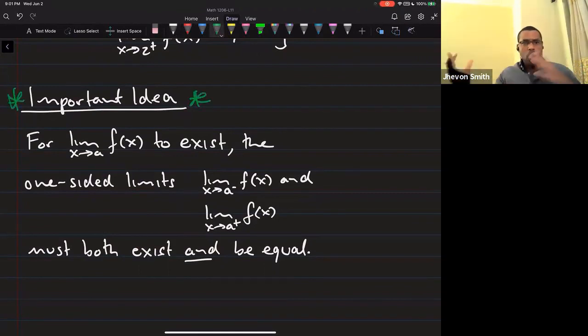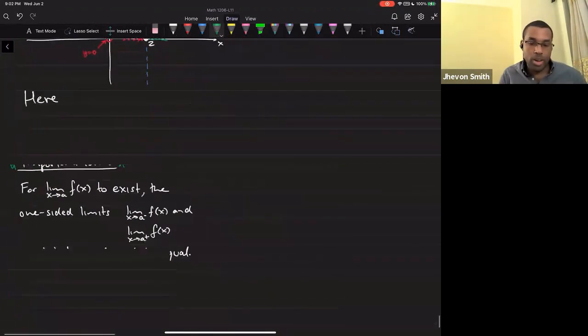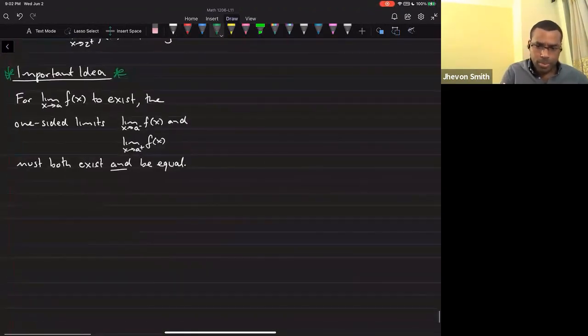Sometimes if you can't really figure out what the limit is doing because your function is all over the place and you don't know what's going on, take it one side at a time. You can focus on one side at a time and see if you can figure out what's going on.